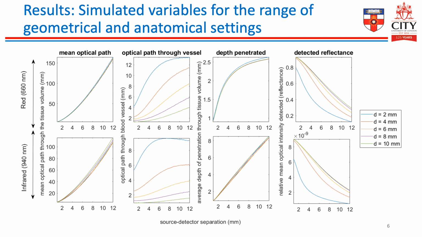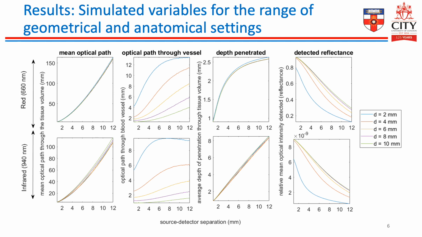Also, for different vessel depths, the total optical path lengths are almost similar for 660 nanometer, and the change at 940 nanometer is also not very high. But through the blood vessel, for the different depths of the vessels, you can see the difference between the optical path lengths is quite high.